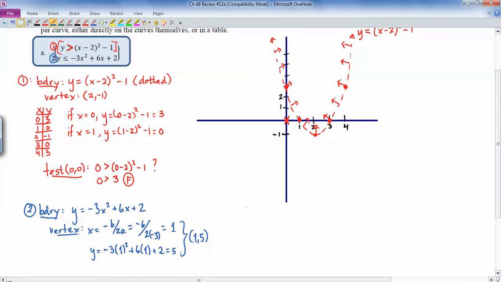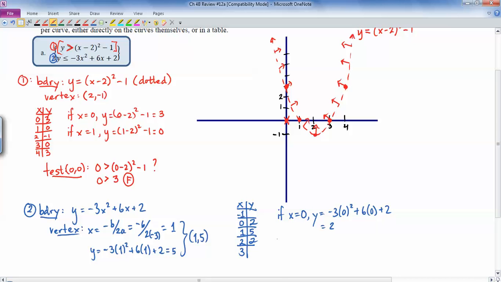And then we can make a little chart for it, x's and y's. I'll put (1, 5) in the middle since that's the vertex. So I could plug in 0 and -1, which would give the same answers as if I plugged in 2 and 3. So let's try 0 since that one's easy. If x is 0, then y is -3 times 0 squared plus 6 times 0 plus 2, which comes out to just 2. So if I plug in 0, I get 2, which also means if I plug in 2, I get 2.